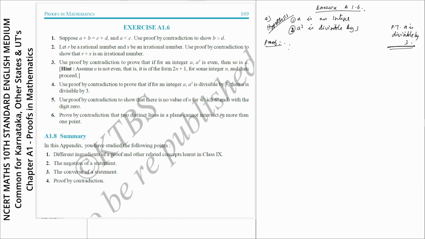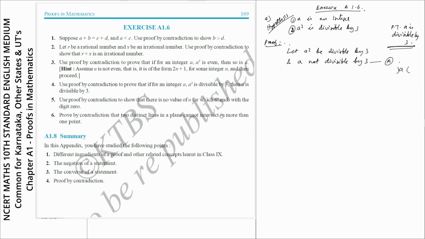So here, let a square be divisible by 3 and a not divisible by 3. So I am supposed to prove that a is divisible by 3, but instead I will assume that a is not divisible by 3 and I'll go ahead. Okay, I'll mark this as a.